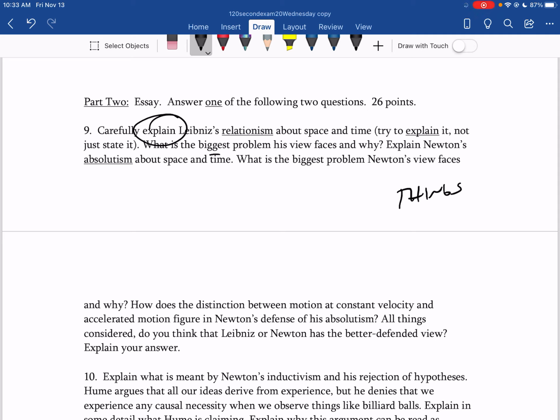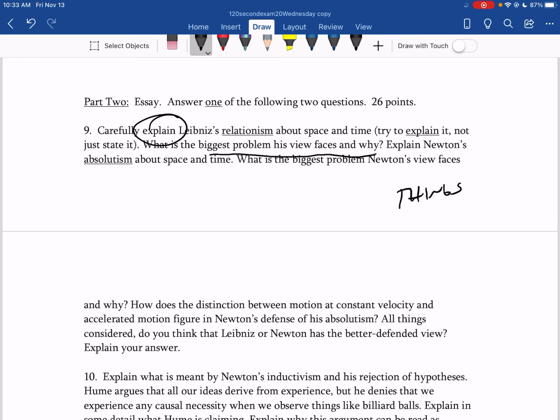The biggest problem his view faces is it might not make space thingy enough. It's fine to say that, but you got to explain what you mean. You got to show me that you understand what you are saying. The worry is Leibniz doesn't make any clear room for the existence of times where nothing happens or places where nothing is.